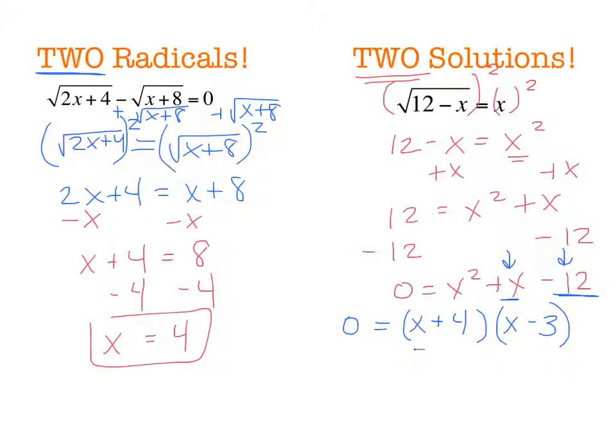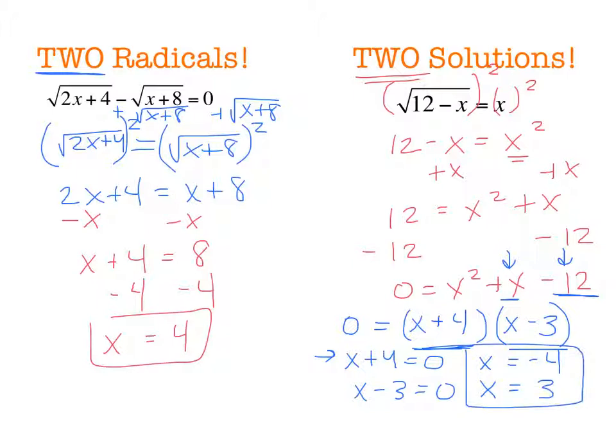Now we set both individual parts equal to 0 because it doesn't matter which one is 0. If the first quantity multiplied by the second quantity is 0, the whole thing will be 0. If the first quantity is 0, it doesn't matter what the second quantity is, the whole thing will still be 0 because anything multiplied by 0 is 0. So we get x plus 4 equals 0, and we get x minus 3 equals 0. For the first equation, we're going to subtract 4 from both sides, so we get x equals minus 4. And for the one on the bottom, we're going to add 3 to both sides, so we get x equals positive 3. And both of these are your solutions.